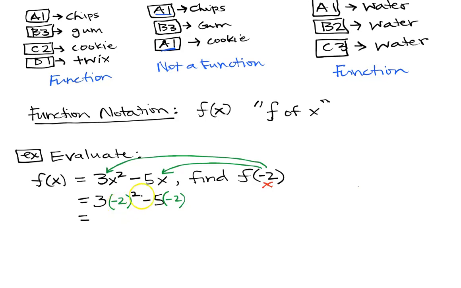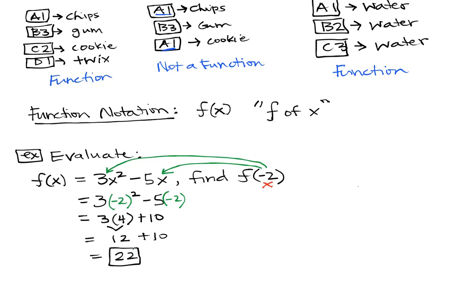Negative 2 squared means negative 2 times negative 2, which actually gives you a positive 4, right? So this is really saying 3 times 4. And then negative 5 times negative 2 is a positive 10. And now we've got this multiplication that we need to do. So we have 12 plus 10, and when we add those together, we get 22. So 22 would be our answer on that one.